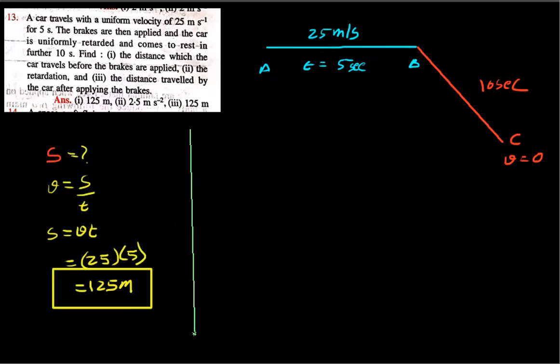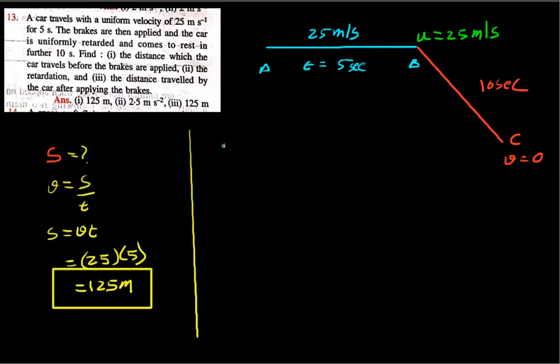The displacement from A to B is 125 meters. So, okay, now let's go to the second part, the retardation. Now, when we are talking about the retardation, we are talking from point B to point C. So we are only considering what happens to the motion from point B to point C. So at point B, our initial velocity will become 25 meters per second. And our final velocity is 0 and the time taken is 10 seconds.